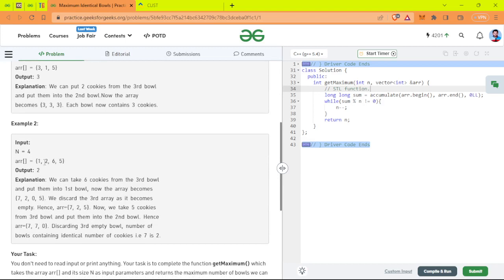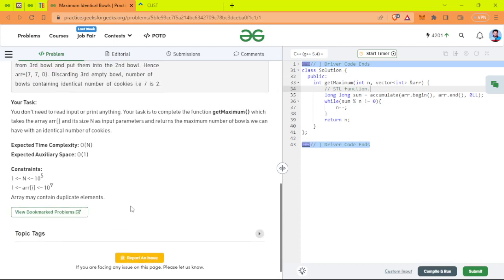So here it is 4. Now since 4 bowls cannot contain an equal number of cookies that would result in 14, we will decrement the number of balls to 3. Now 3 bowls also don't contain the same number of cookies that will result in 14, right? Means 14 is not a multiple of 3. So we will again decrement the number of balls, that will come to 2, and 14 is a multiple of 2, means there will be seven cookies in each of the balls. As you can see, 7 comma 7. So the final answer would be 2.